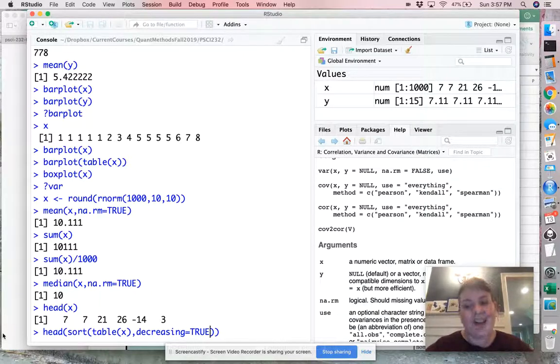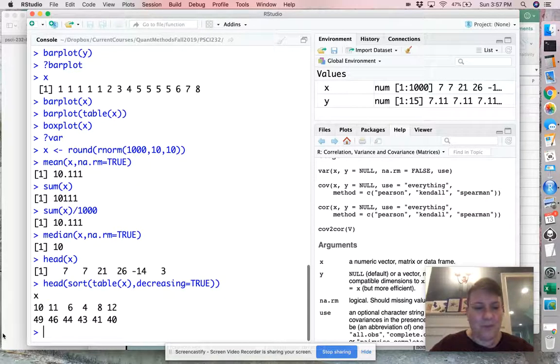And then I don't want to see all the possible values. I just want to see the first few because what I'm looking for is the most common one. So we're going to wrap all of that in head to say, only give me the first 6 or so. All right, here we go. There we go. I am pleased to announce that the most common value is indeed 10. 10 shows up 49 times, 11 shows up 46 times, etc.